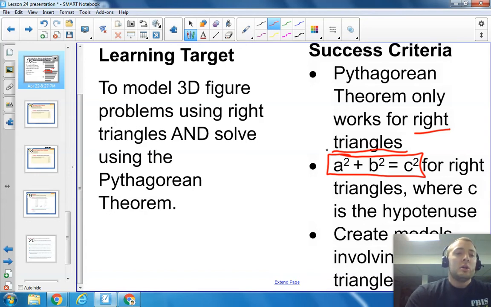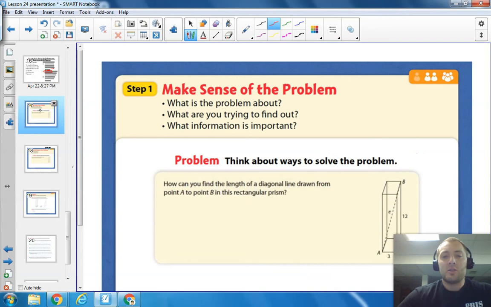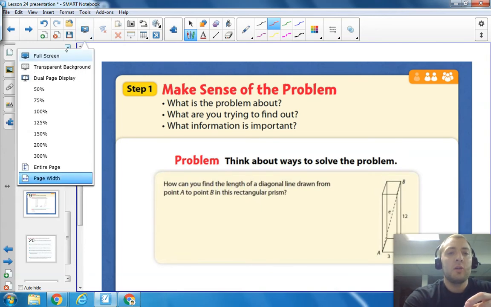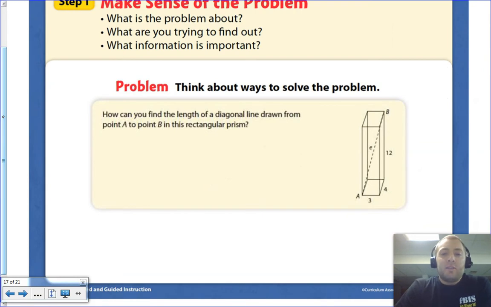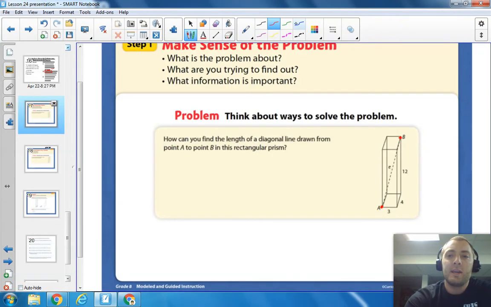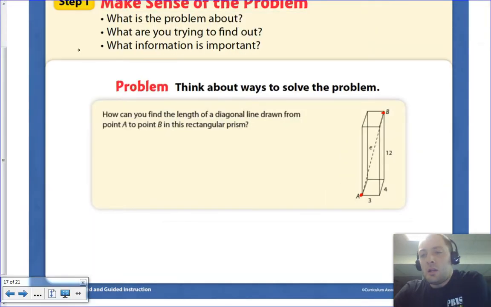So today, I want to start here with the problem of the day. Let's read it through here. It says, how can you find the length of a diagonal line drawn from point A to point B in this rectangular prism? And again, if you look at this rectangular prism and try to picture it, it's 3D. The A is in the front and the B is in the back. So that's where, let me use a different color here, it's a little hard to picture, and it's a little bit different because it's cutting through that 3D figure.